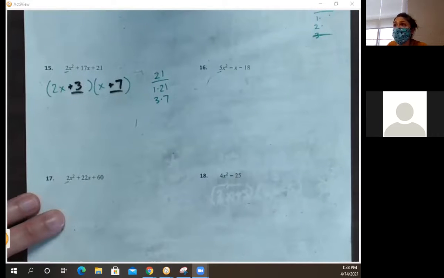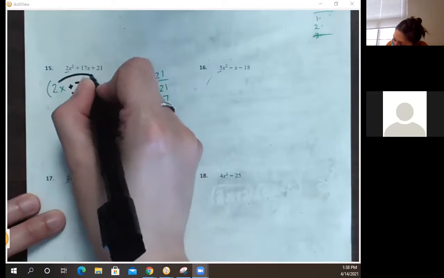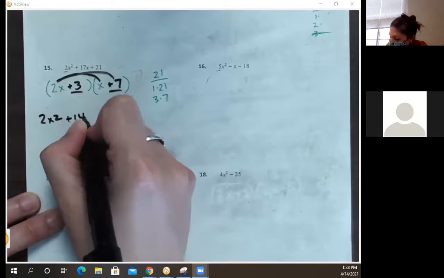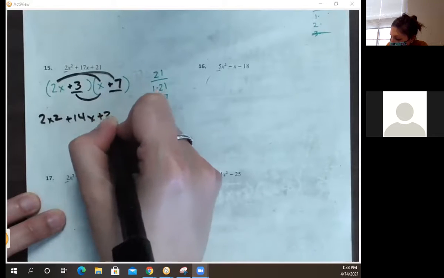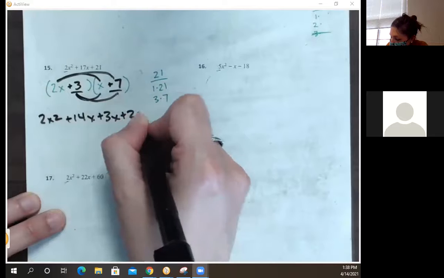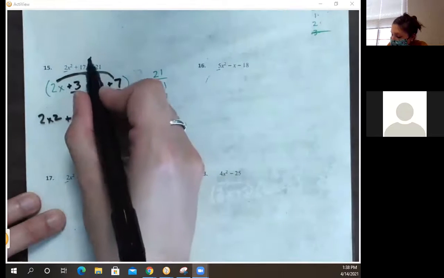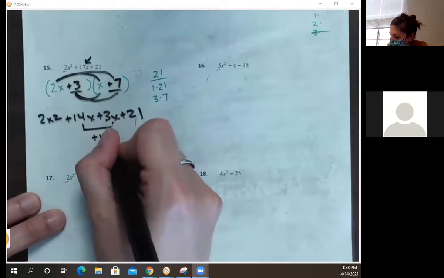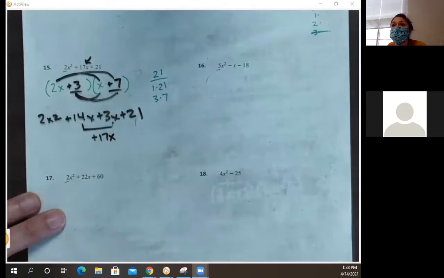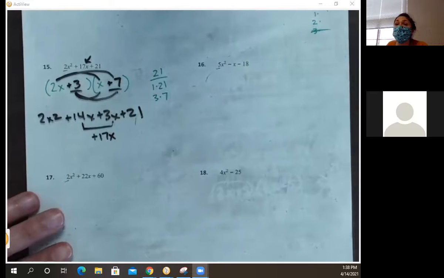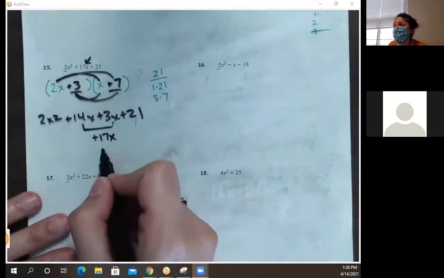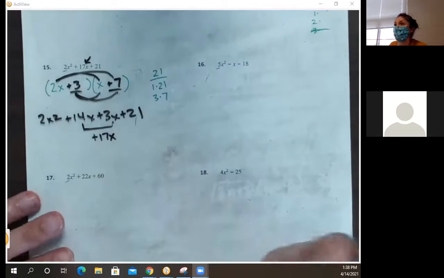Okay, remember doing this before spring break? So if I distribute 2x squared plus 14x plus 3x plus 21, I'm looking to see, do I get 17x in the middle? So 14x plus 3x would be 17x. We got it on the first try. Awesome. In my morning sections, we had to try more than one arrangement. That's okay. Distribute. If it works, great. If it doesn't, try again. Okay?